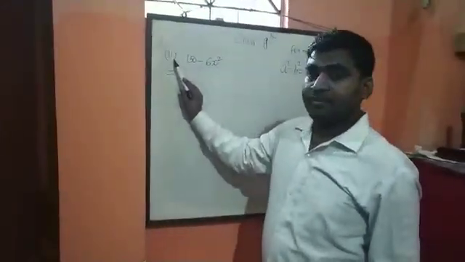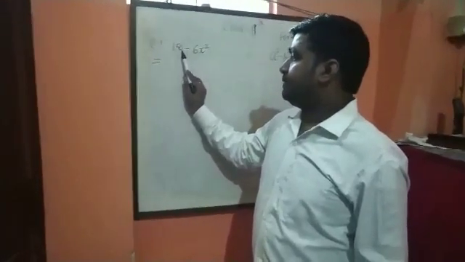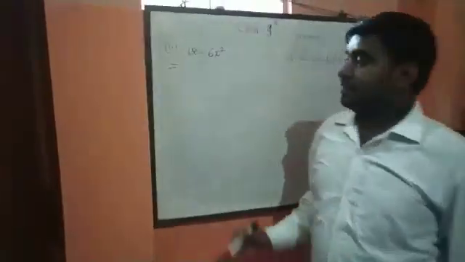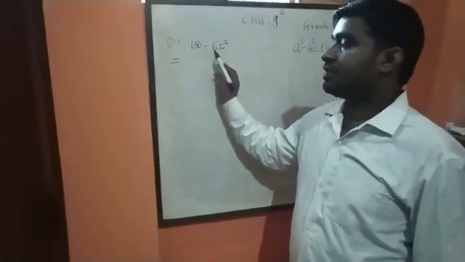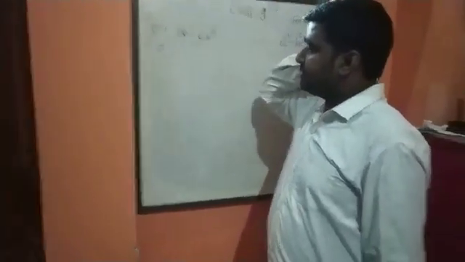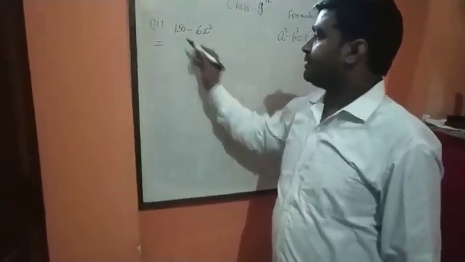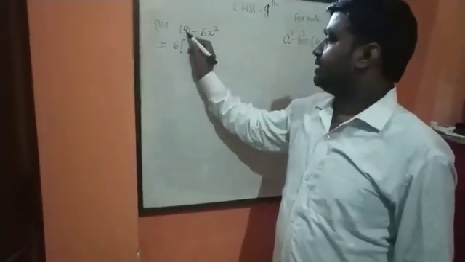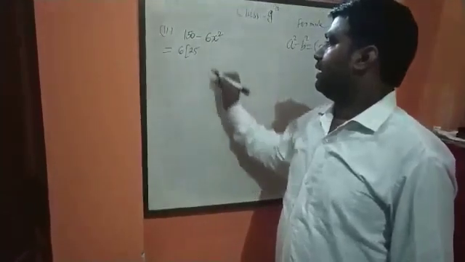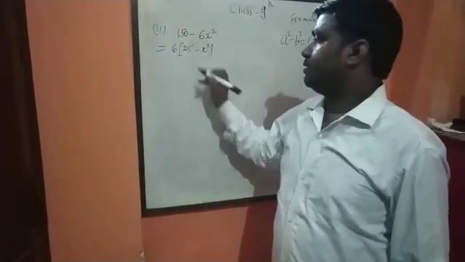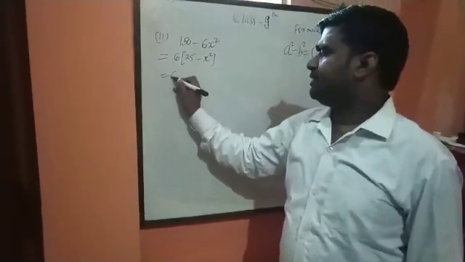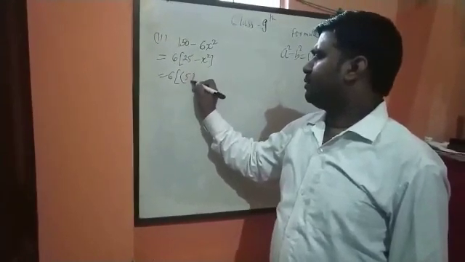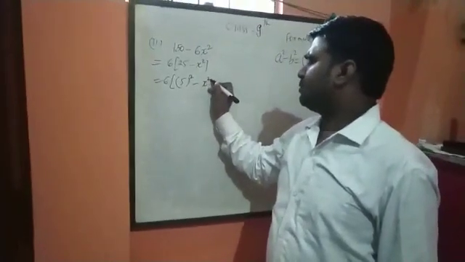Question number 11. Factorize 150 minus 6x square. Here we see that in both terms, 6 is common. So on taking 6 as common we get here 25 minus x square. So it may be written as 5 square minus x whole square.